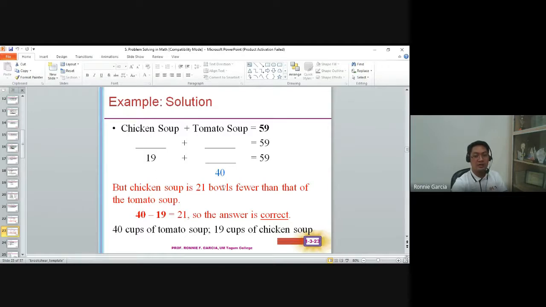So ang pasabot ato, there are 40 cups or bowls of tomato soup nga na sold. So the correct answer is 40. Kay 19 ang chicken soup. Kay 40 minus 19 is 21. And 40 plus 19 is 59. So 40, I am looking for 40.